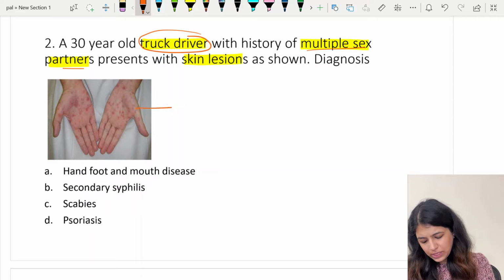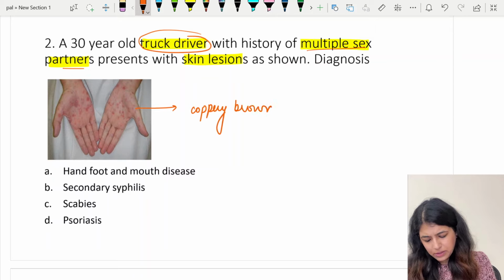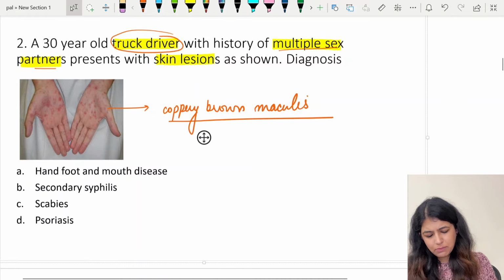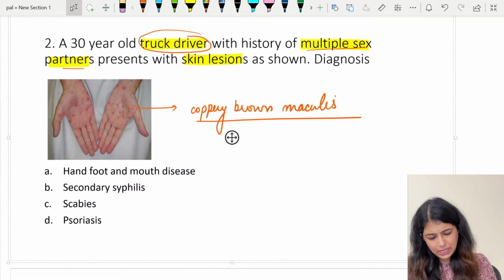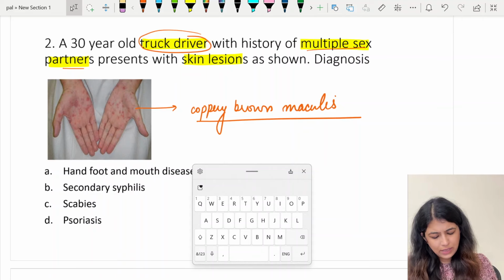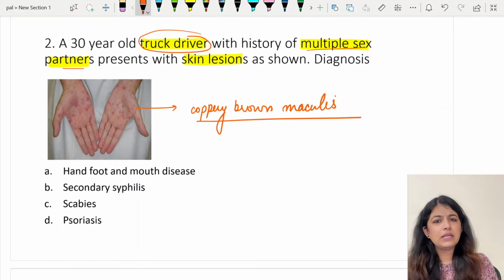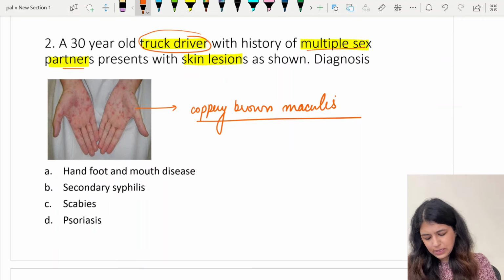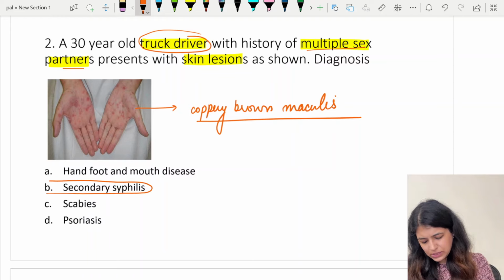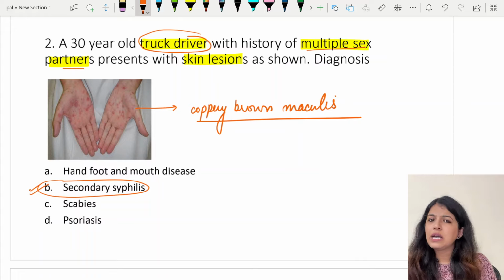What is the image showing? The image is showing a hand with multiple coppery brown macules. Now, where do you see coppery brown macules in an STI? You see them in secondary syphilis. This is an easy one here. I hope all of you have got it correct. So these coppery brown macules are seen in secondary syphilis.